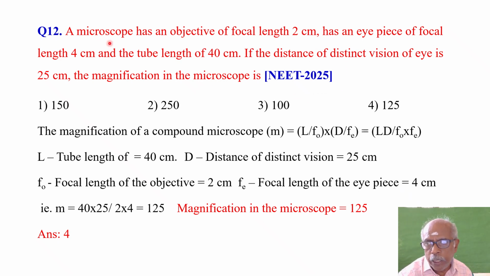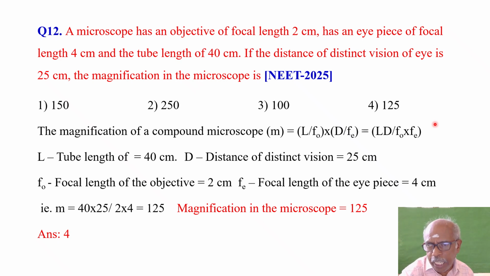A microscope has an objective of focal length 2 cm, an eyepiece of focal length 4 cm, and a tube length of 40 cm. So these are all the four things given. The distance of distinct vision of the eye is 25 centimeter. The magnification in the microscope is: 150, 250, 100, 150. So these are all the values.